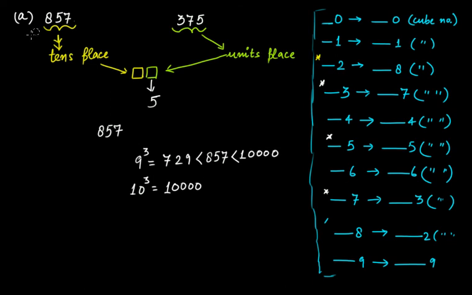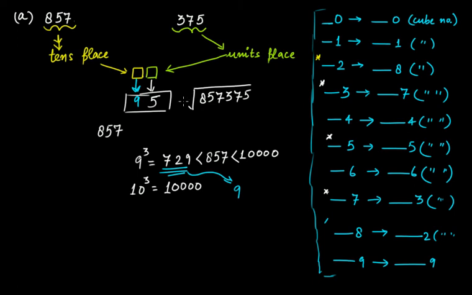So what you have to do is choose this number, that is 729. Now the cube root of 729 is what? 9. Put 9 here. Your number is 95. That is the cube root of 8,57,375. You can check it. Use a calculator, find it, you'll get 95. I'll show you a few more examples.